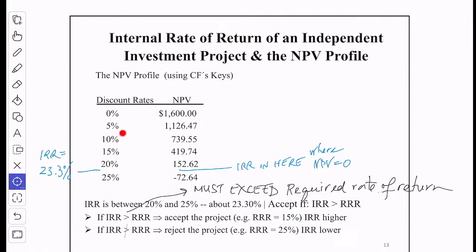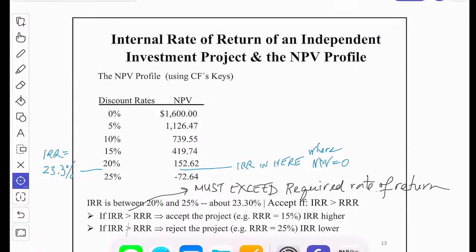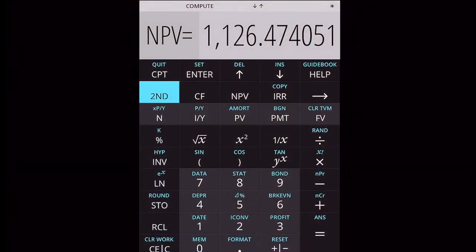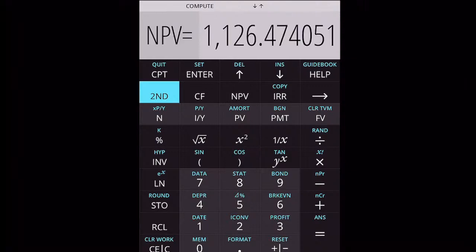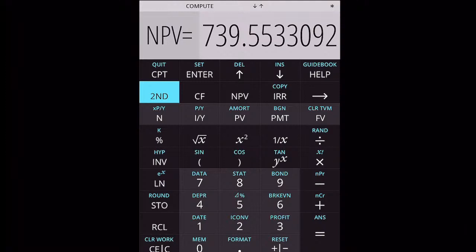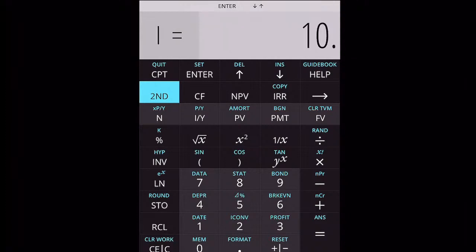So let's continue. Let's put 10 in and get this number and 15. So we need 739 and 419. So 10 and 15. So I'm going to hit NPV and I put 10, and I put down and ask to compute. So the trick is to use the arrow to go down. So 739.55, that's right. And now I want to again enter 15, enter, and then scroll down.